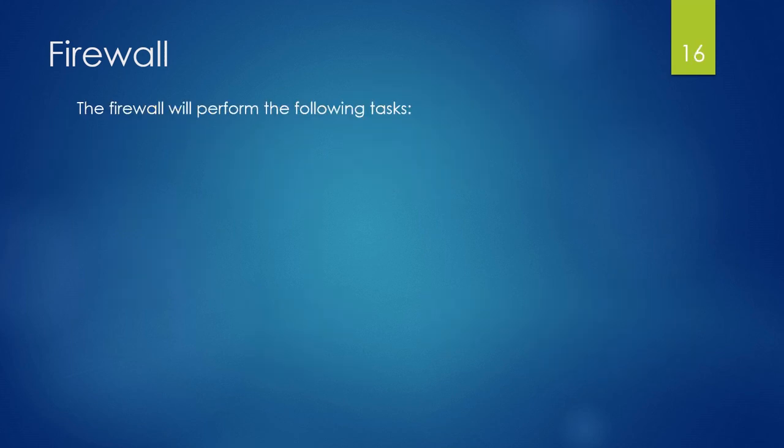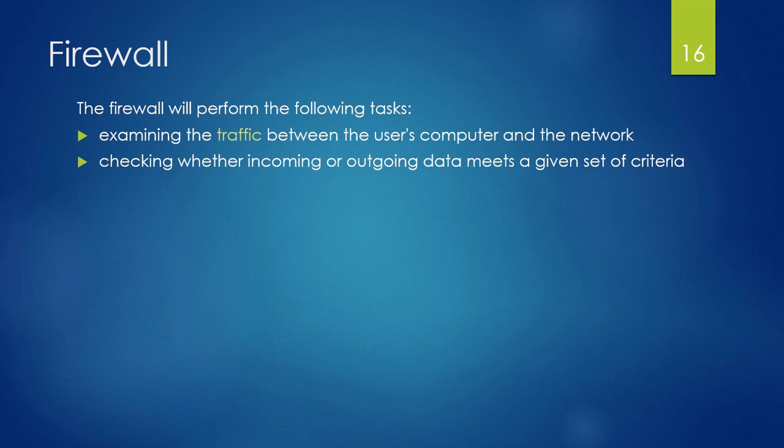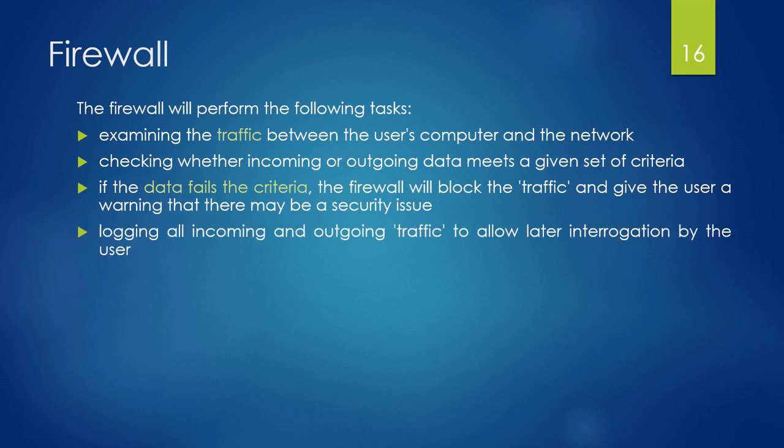The firewall will perform the following tasks: examining the traffic between the user's computer and the network, and checking whether incoming or outgoing data meets a given set of criteria. If the data fails the criteria, the firewall will block the traffic and will give the user a warning that there may be a security issue. It also logs all incoming and outgoing traffic to allow later interrogation by the user.